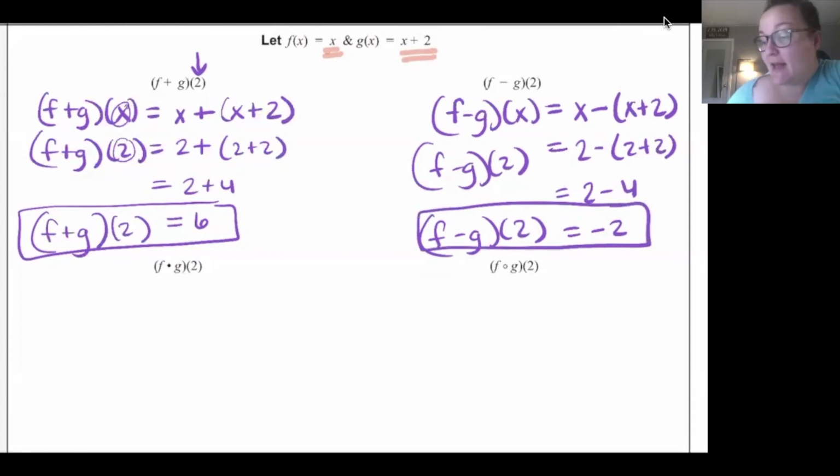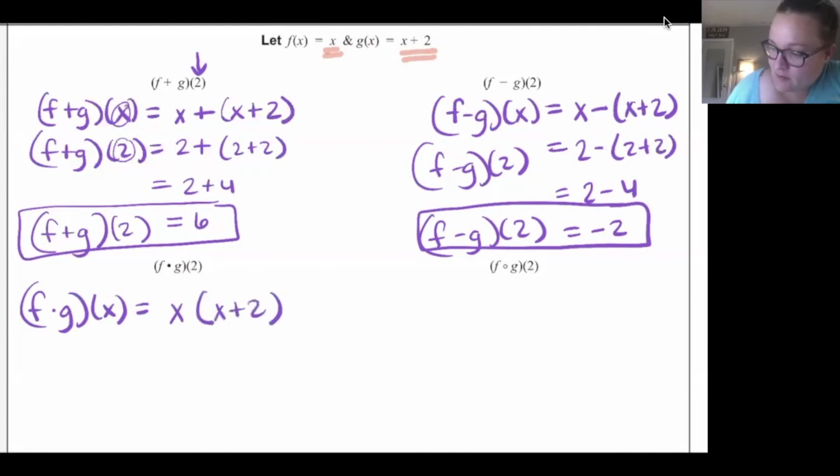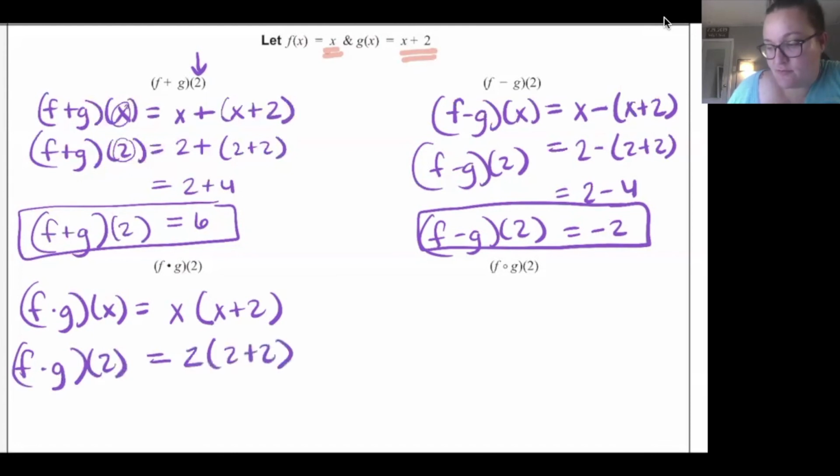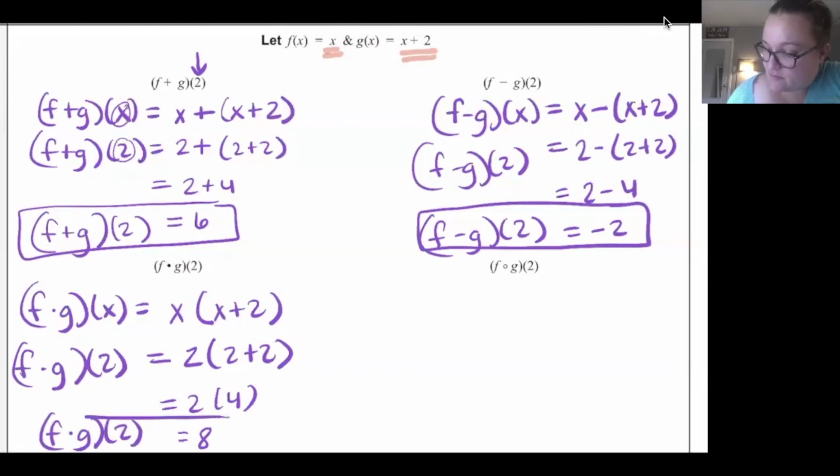I'll help you get f times g of 2 set up. So f times g of x looked like x times x plus 2. So then f times g of 2 looks like 2 times 2 plus 2. Well, 2 plus 2 is 4. 2 times 4 is 8. So f times g of 2 is equal to 8.